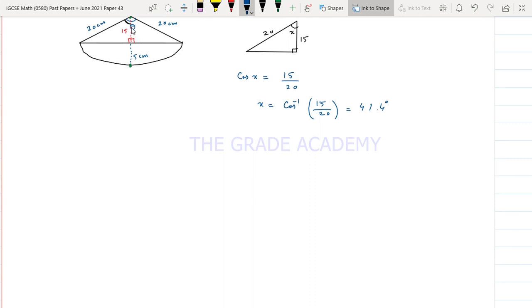So now the angle of the sector is 2 times this angle, because these two angles are exactly the same, since these two right triangles are the same. So this is again the same angle, 41.4. So this total angle will be twice of this angle. So the angle theta of the sector is equal to 2 times 41.4, which is equal to 82.8 degrees.